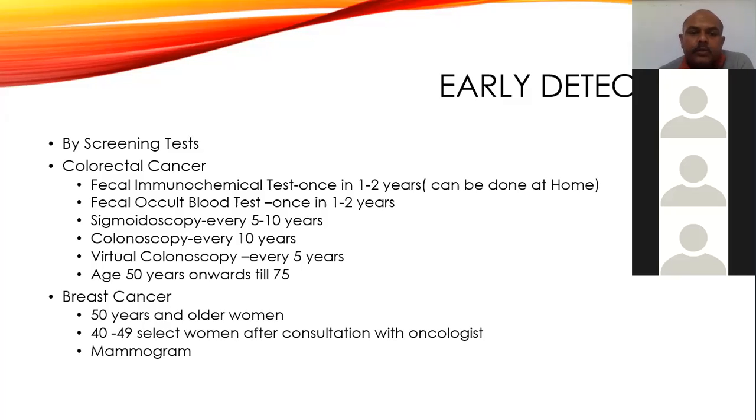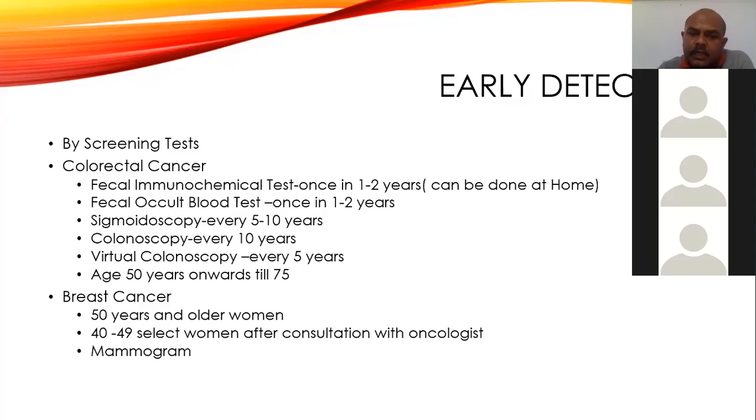Sigmoidoscopy: a tube is passed through the anus into the large intestine. It's done once in 5 to 10 years. The difference between sigmoidoscopy and colonoscopy is that sigmoidoscopy images only the terminal portion of the large intestine, the last portion of the large intestine. Colonoscopy visualizes the entire large intestine. So sigmoidoscopy should be done once in 5 years. Colonoscopy should be done once in 10 years.